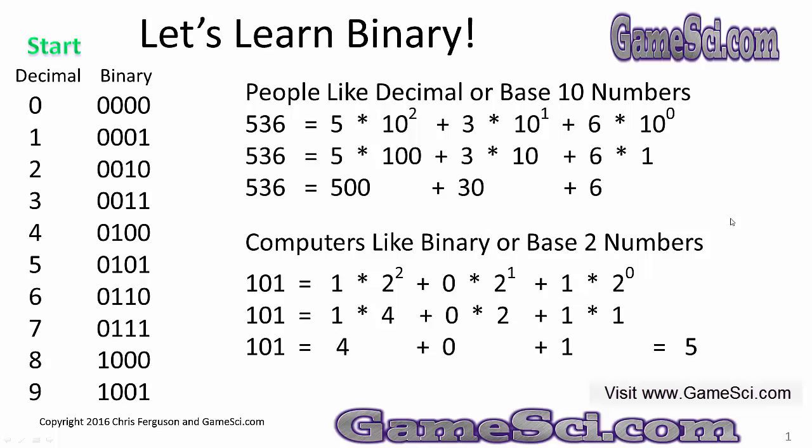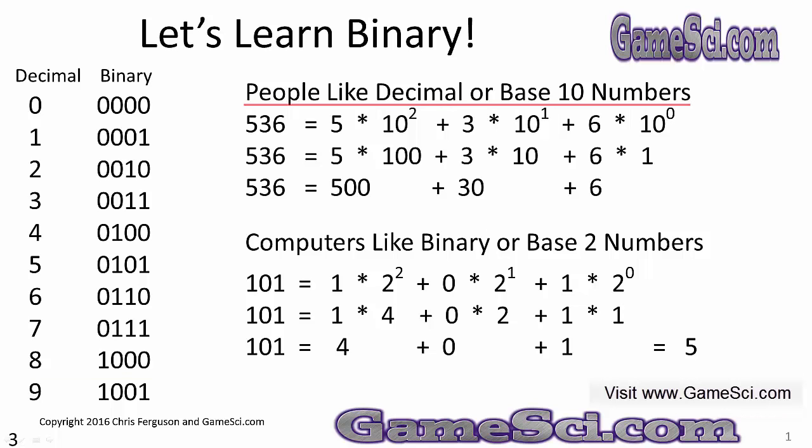Let's get started. We as people like decimal, which are base 10 numbers. Computers, however, like binary, which are base 2 numbers. Now you can see here that decimal 3 translates to binary 0011. Or decimal 8 translates to binary 1000. Well, how does it translate that way? And why does it translate that way? Let's look at a number and break it down and see how it works.